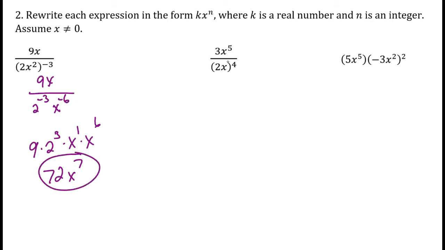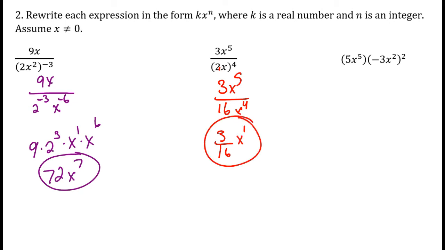All right, looks like I have something to a power in the denominator, so I'm going to raise everyone to the 4th power. 2 to the 4th power is 16. X to the 4th power is x to the 4th. 3 over 16, not much I can do with that. X to the 5th divided by x to the 4th, well, when you subtract those, you get x to the 1. It's in that form, a number times x to the n.